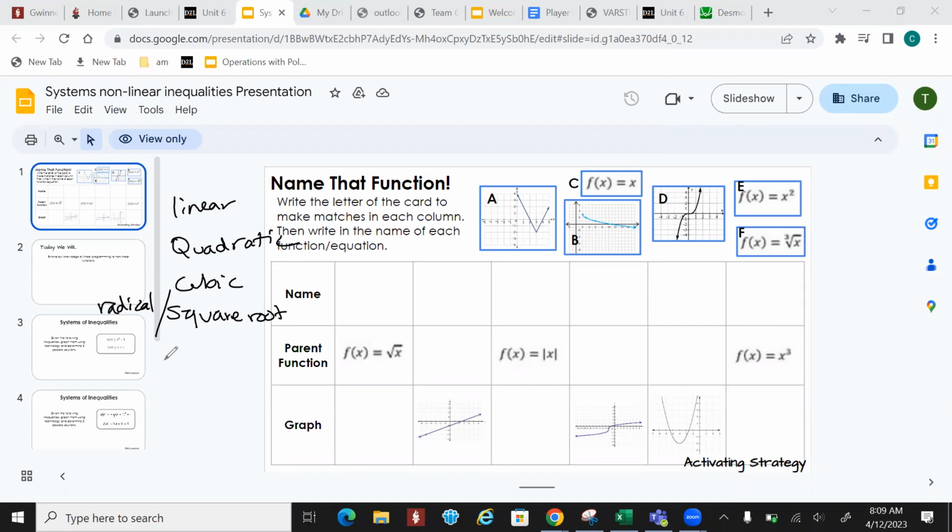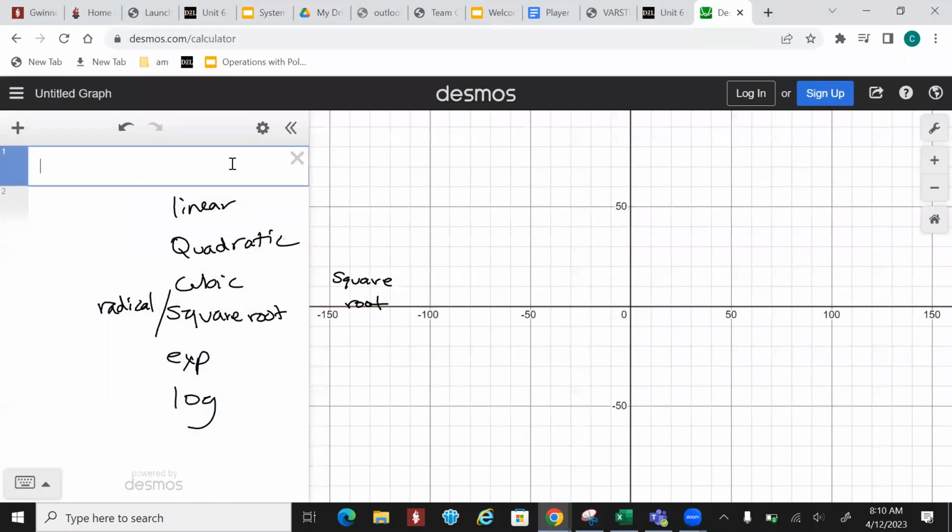Is it exponential, or is it a log? So out of those, what is this? What's this symbol? Square root. Okay, so up here you're going to say square root is the name. Now, what does it look like? Well, if we go into Desmos and we just type square root of x, look at the graph that I get. It looks like this.